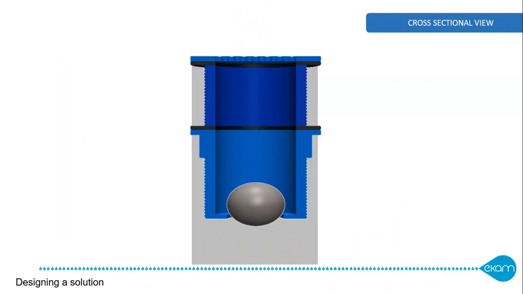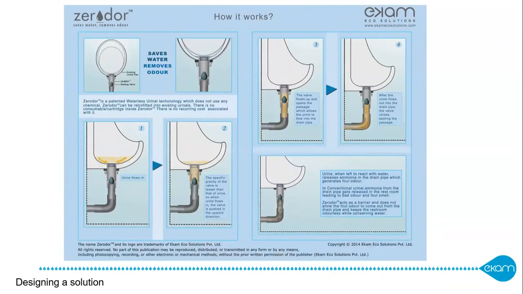So that's how we designed Zerodor, the mechanical product, as a waterless urinal for men. You can get all the details on our website. I have shared my website and mail address on the last slide, maybe. Or you can get it from Professor Vankeri, and I will be happy to resolve your queries. This is an overall picture of how the process happens. As I said, there is a drain plug here. Urine goes down, and the gases are blocked because of this float wall. That's about Zerodor.